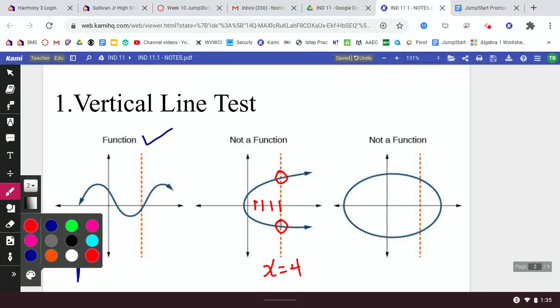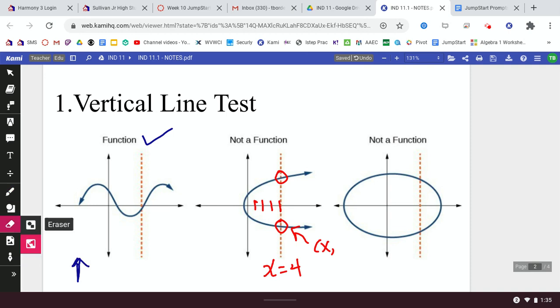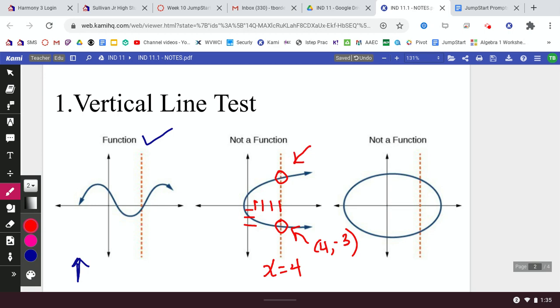Because if I ask you to identify the coordinate of this line, the x value would be 4, right? And then the y value, whoops, I wrote x, not 4. The x value would be 4. What would the y value be down there? Would you say 3? Can we guess at 3? So if I was to name that point, it would be 4, negative 3. And if I was to name this point, well, the x value is also 4, and then it's positive 3.